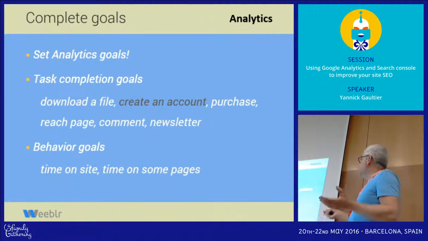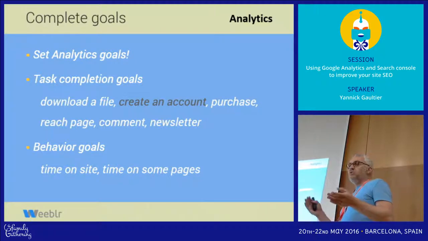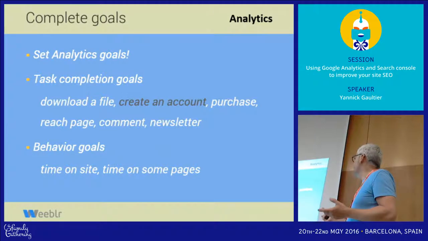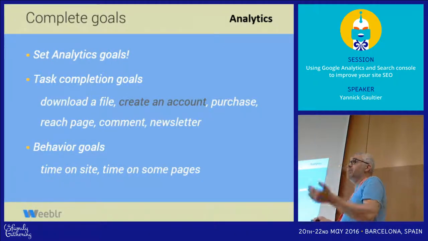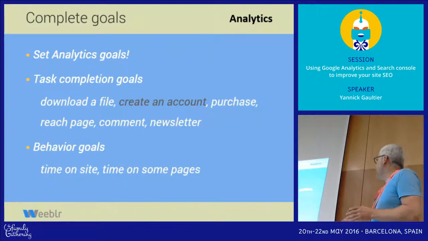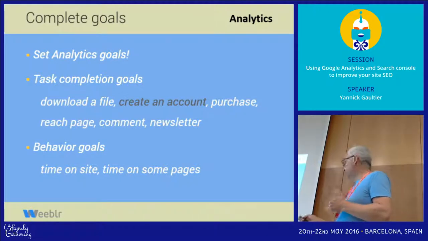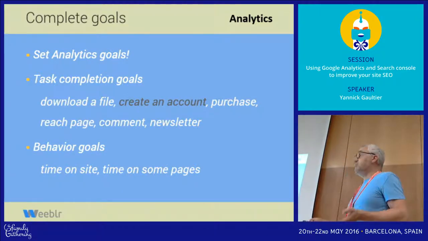Setting a goal is simply the fact of telling Google Analytics to take note when somebody is doing something specific on your site. For instance, downloading a file, creating an account, which might be one of the goals you wanted to have, purchasing something, reaching a given specific page, leaving a comment on your blog post, or registering for your newsletter. So you can measure that. You can also set up behavior goals: how much time people stay on the site, reading a page, etc.